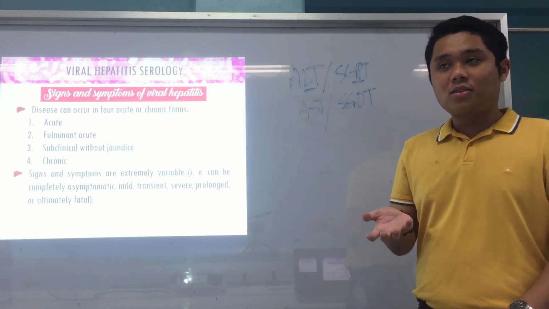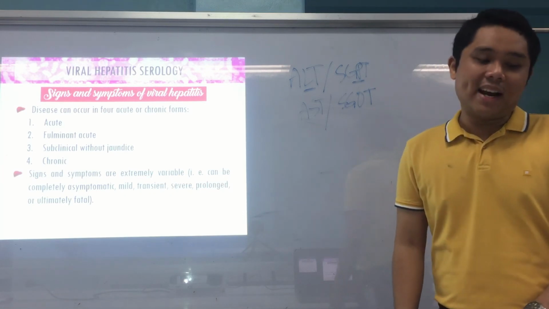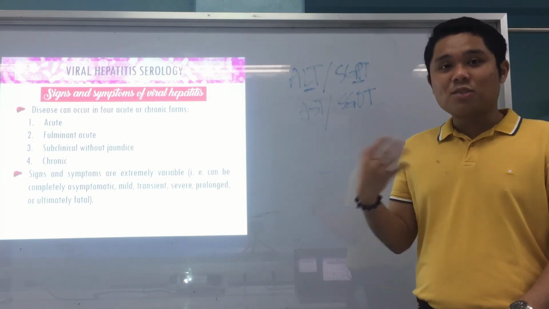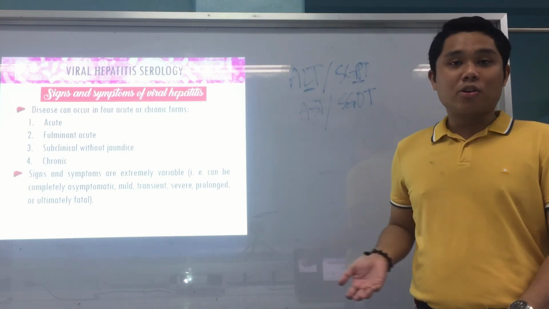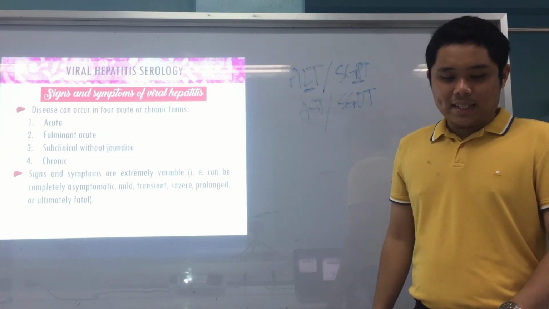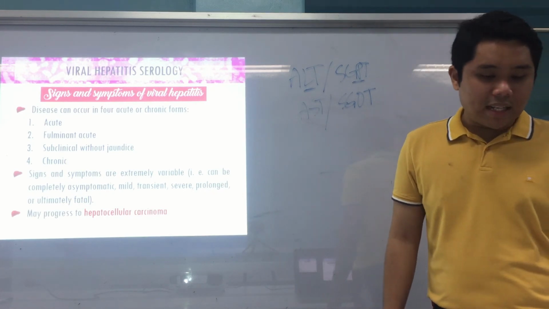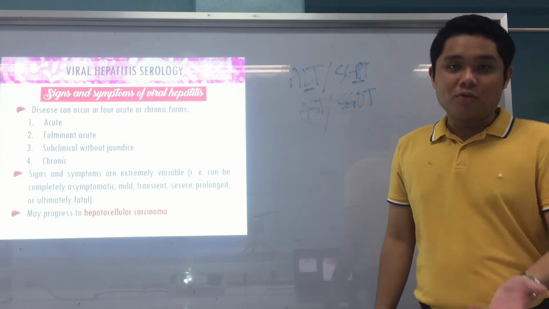So, of course, that leads to obstruction, right? And there are light feces, clay or tan in color, or dark-colored urine because of excess bilirubin that is excreted, right? The liver can no longer process, it's not functioning well. So, those are some of the symptoms of viral hepatitis. Okay. And if it's not addressed immediately, it may progress to hepatocellular carcinoma or cancer of the liver.